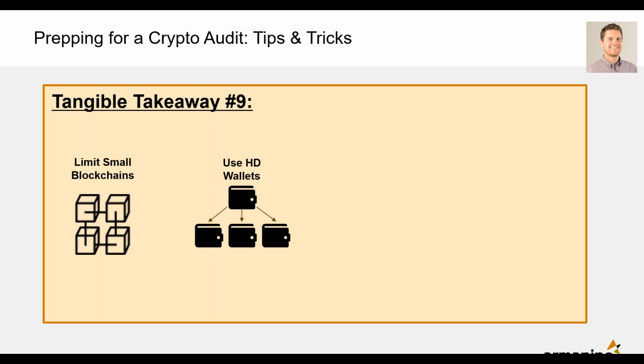Think if you had 100 different addresses, but they were derived from a single HD wallet. We're only going to have to test that master XPub, that single wallet, or that single derivation. Whereas if you had 100 different individually derived wallets, we're going to have to test probably between 20 and 30 of them to get comfort over the balance in those accounts.